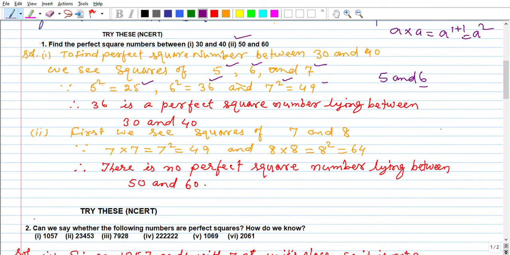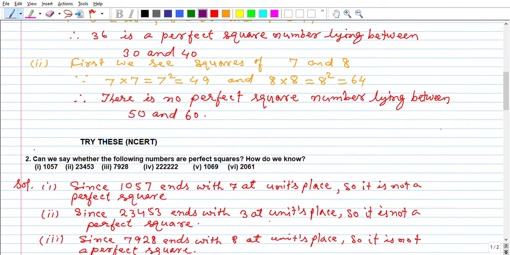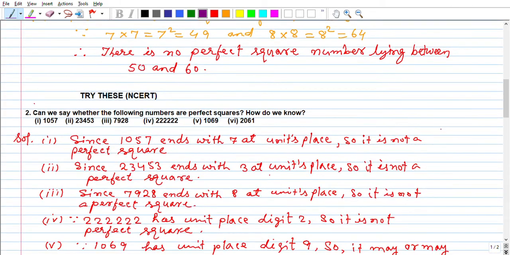Again, write these numbers. Can we say whether the following numbers are perfect squares? How do we know? Very easy, we have learned the properties. Below I have written numbers. The first number ends with 7, which is the unit place digit of the given number. So it is not a perfect square. Directly we can say that.